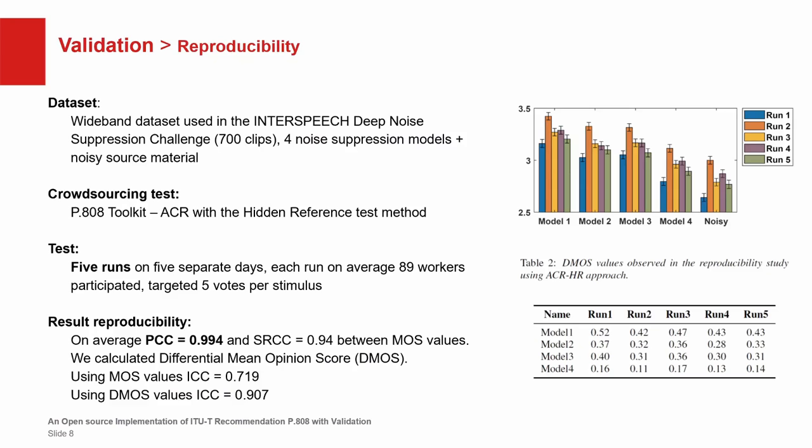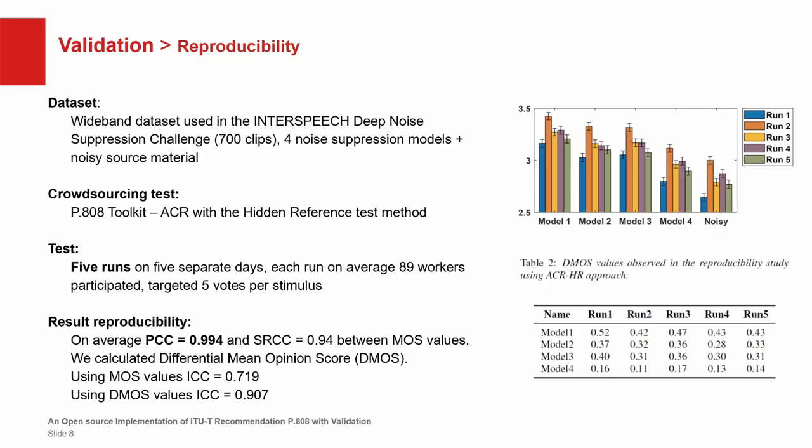On average, in each run, 89 workers participated and we aimed to collect 5 votes per clip. In the bar plot, the MOS values of each model for each run are visualized. On average, we reached a Pearson correlation coefficient of 0.99 between different runs. To remove the bias between different runs, we calculated the differential MOS for each model given the MOS values for the noisy dataset. This bias is a well-known aspect of a subjective test and it appears in any test-retest.